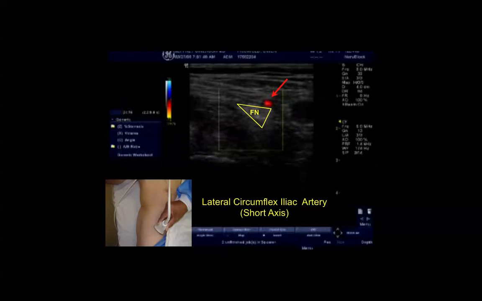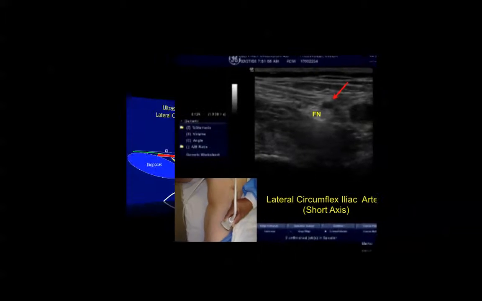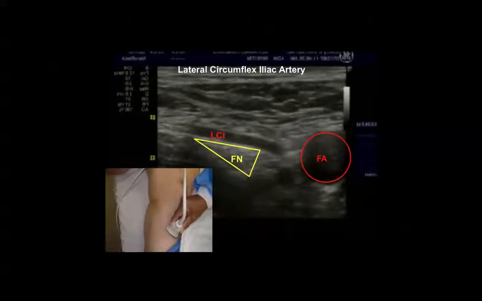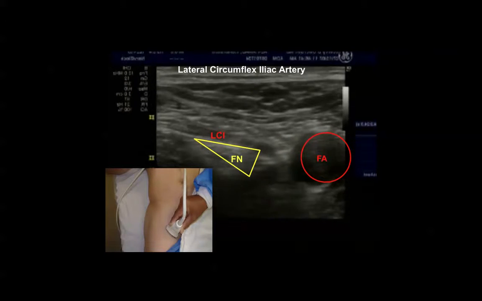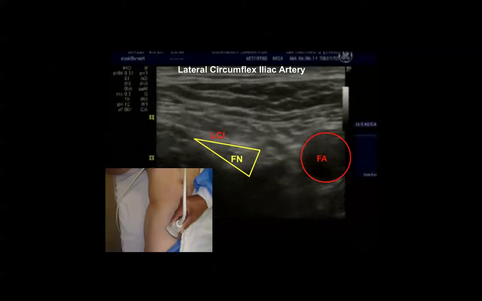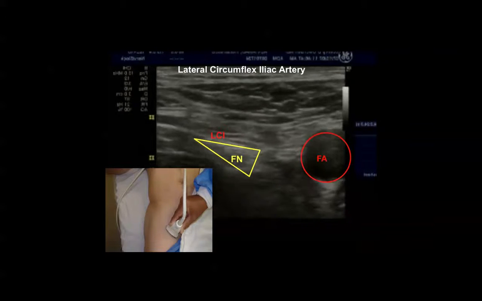The femoral nerve is illustrated by the yellow triangle, and you can see how this vessel could be problematic if you were doing this injection blindly. This is the same vessel, the lateral circumflex iliac artery, shown on long axis. Once again, it's obvious how this could be problematic when performing a block without being able to see these abnormal vessels.